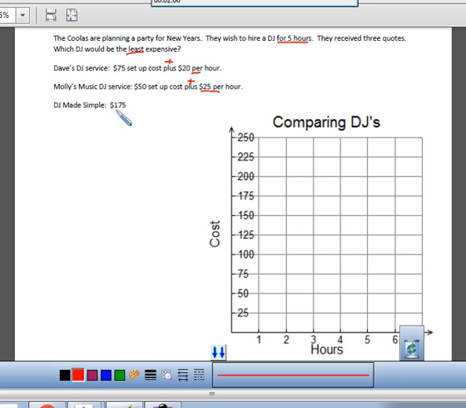DJ Made Simple: $175. In other words, DJ Made Simple is simply a flat fee. You pay $175 no matter how many hours it's for. No setup cost or anything. Alright, so we need to declare our variables. We're going to let x equal the number of hours. If you pay attention, you probably noticed that the hours is down on the x-axis here. So then obviously y is going to be our total cost.